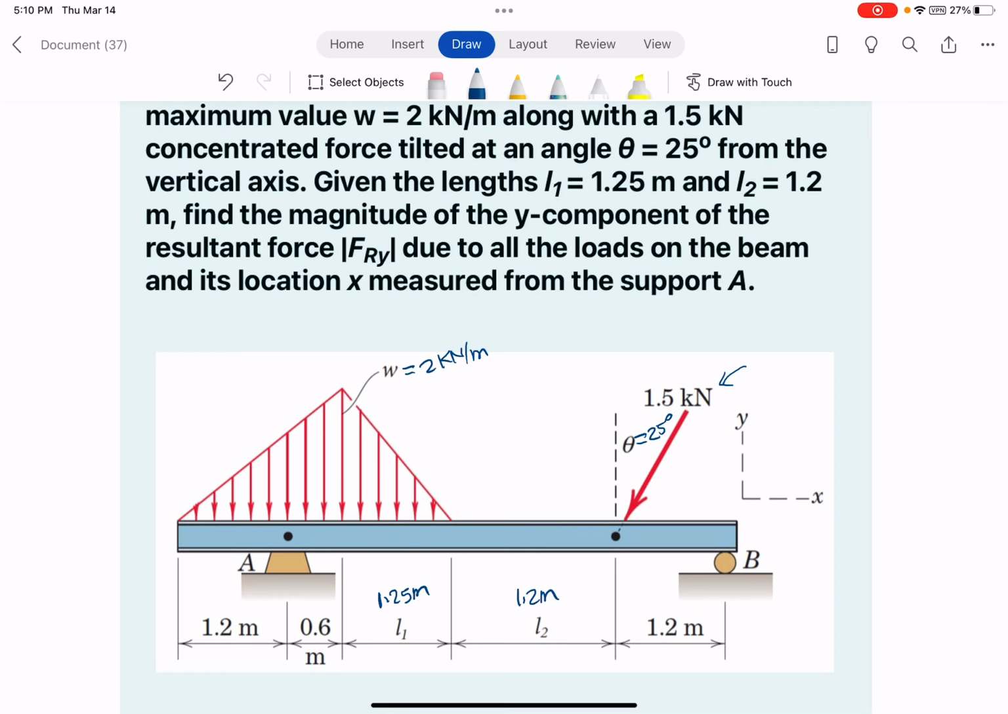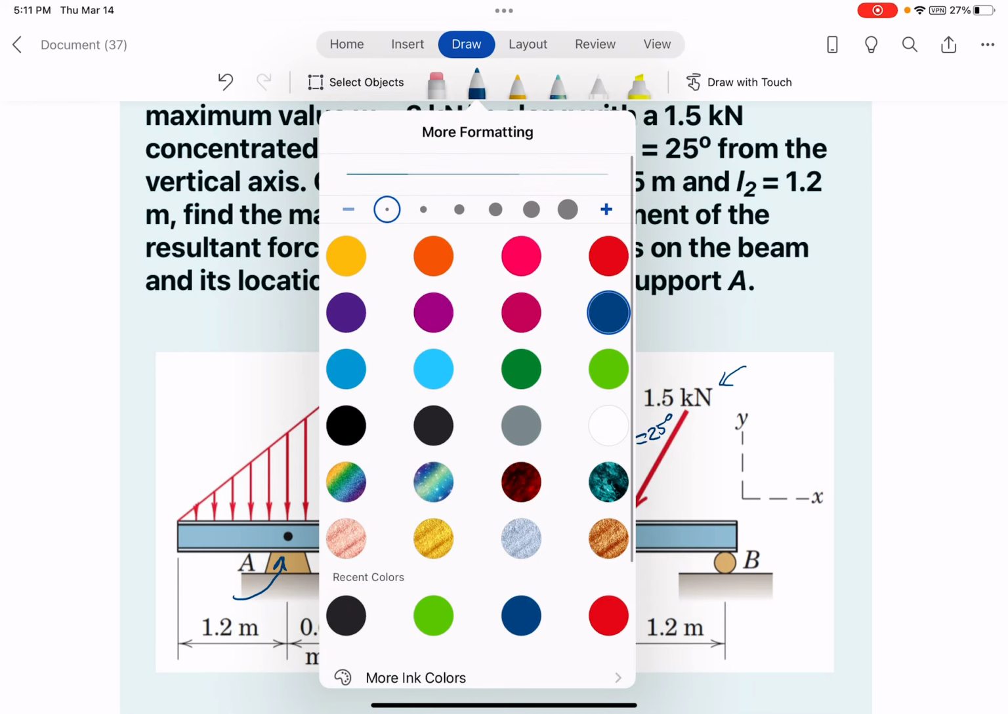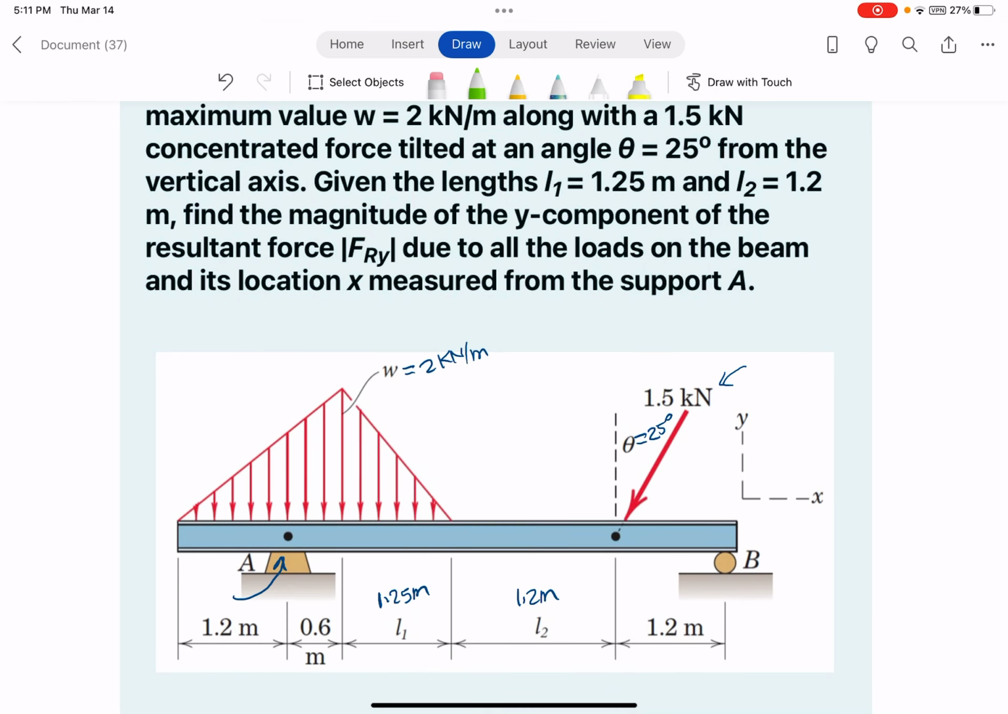You want to find out the resultant force in the y-axis. Find the magnitude due to all loads on the beam and its location x measured from the support A. So from this support A. Let's first of all try to analyze the loads and try to find out the equivalent force. So let's look at a different color here. So we are talking about now this one, this triangle.